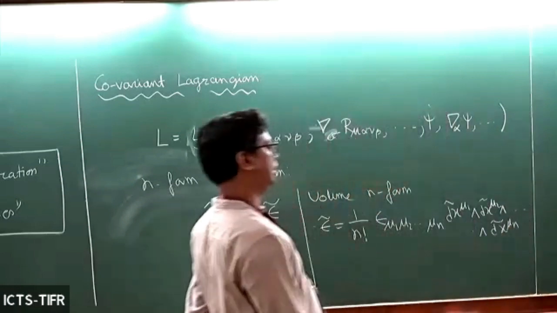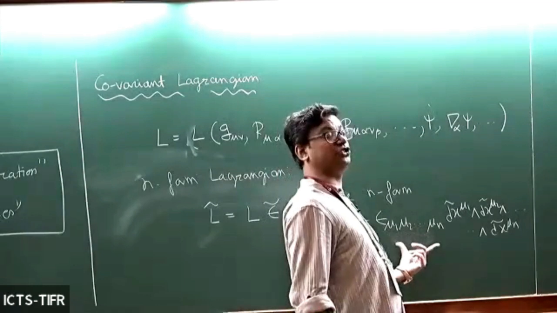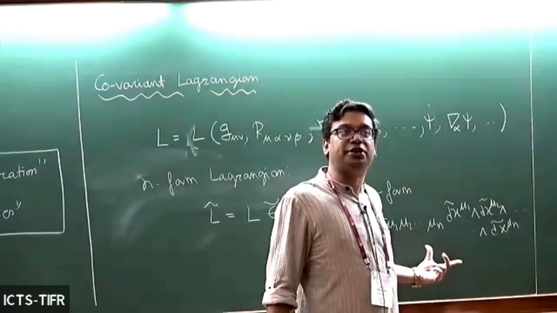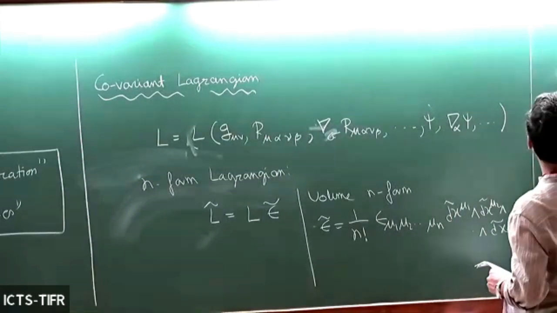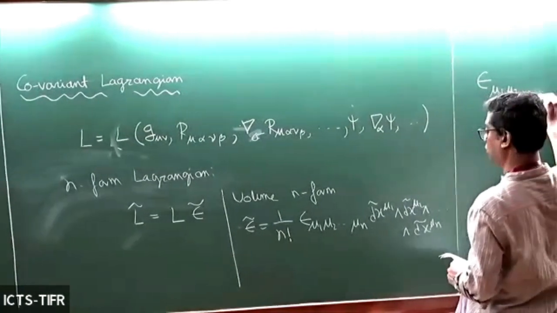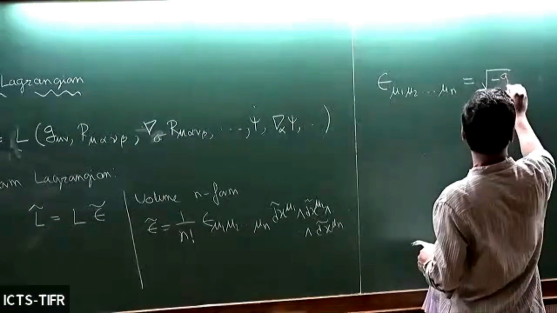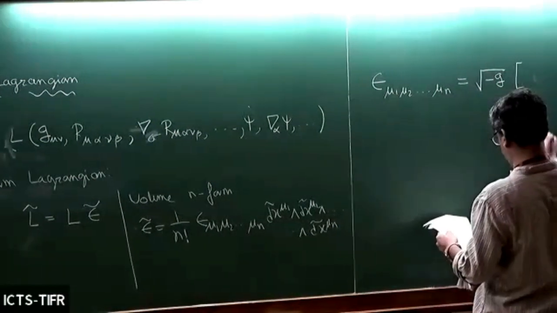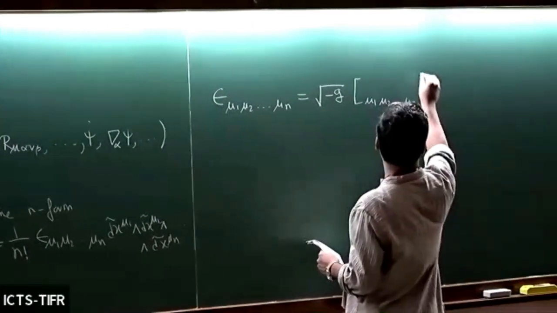Okay, clear? So this is the definition for an N form. And for this particular volume form, this has a structure. This is not an arbitrary epsilon. My claim is that this epsilon mu1, mu2, ... mu n is nothing but square root of minus g, and then a symbol I will introduce, mu1, mu2, ... mu n.